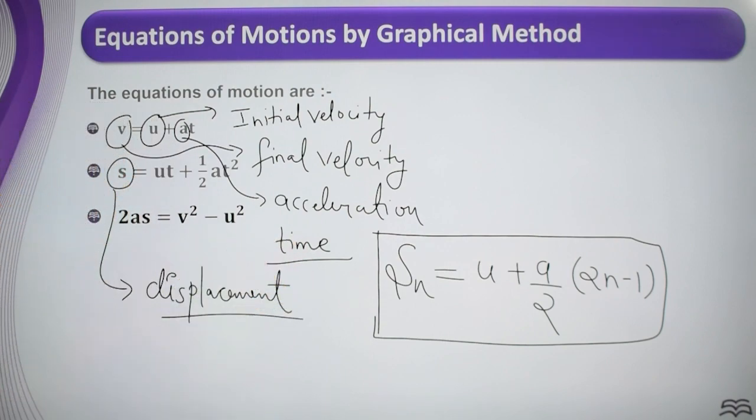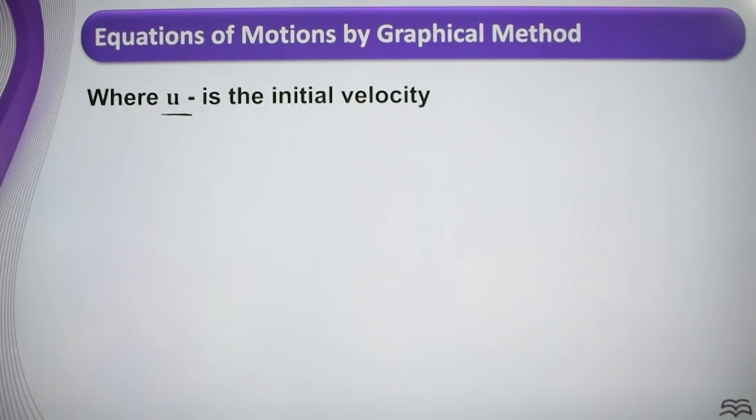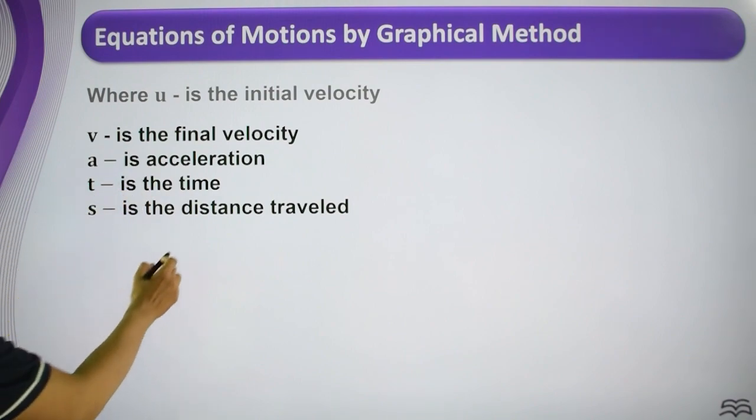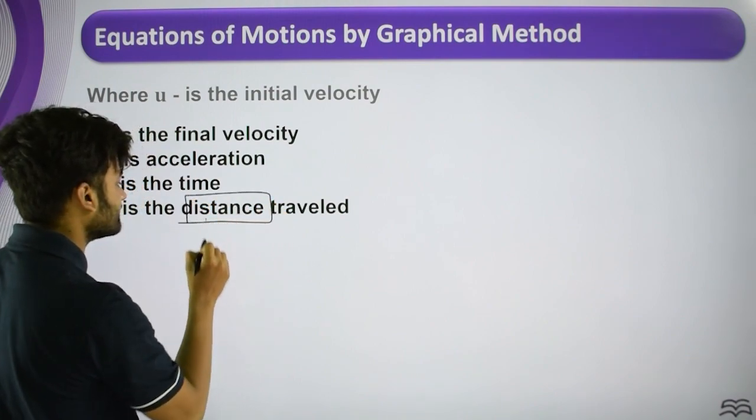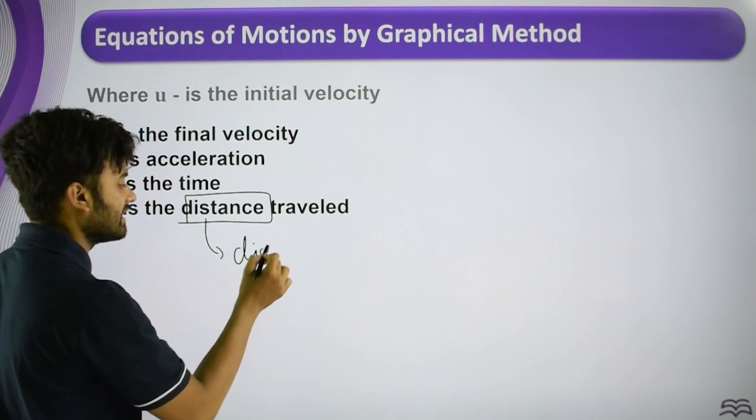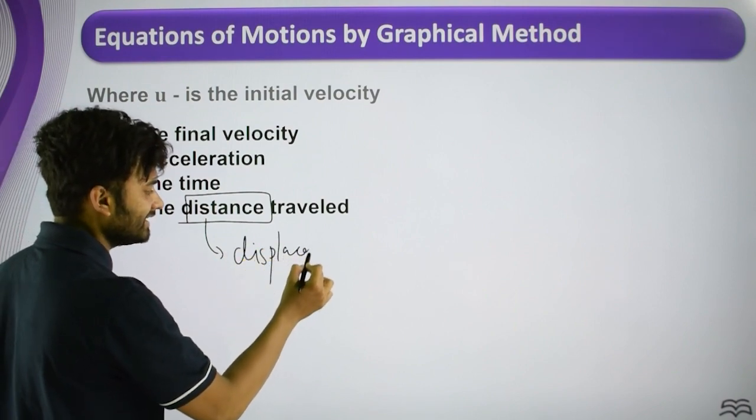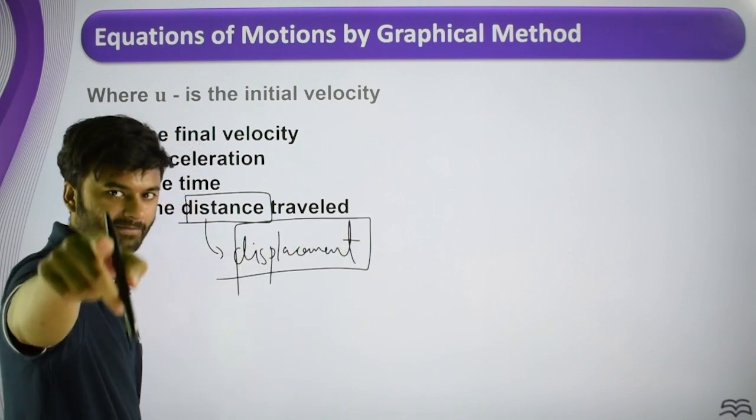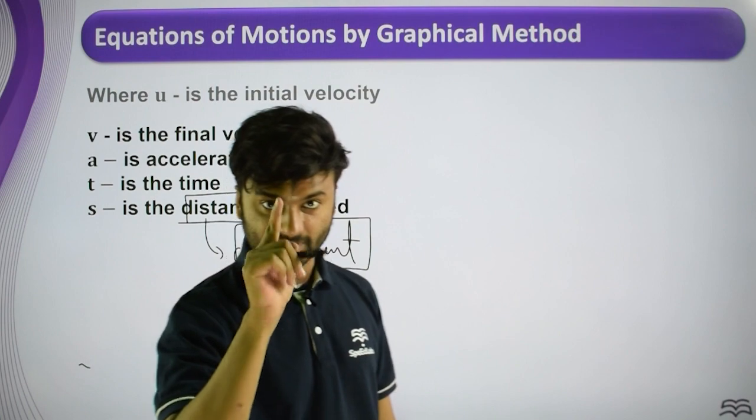Now what is u? u is the initial velocity. v is the final velocity. a is the acceleration, t is the time, and s is not the distance, remember this, it is the displacement. This PPT has also taught us wrong, but I am here for you, don't worry. So this is basically a displacement, remember this.